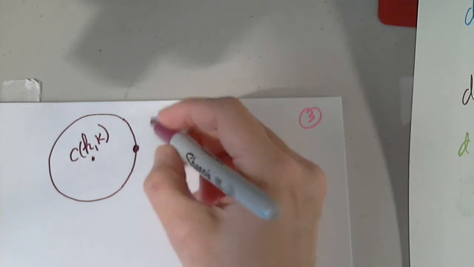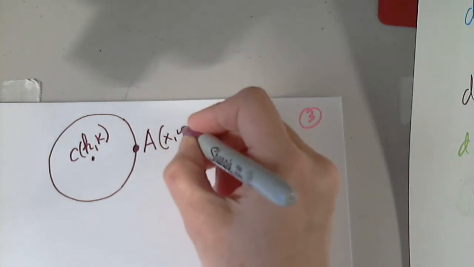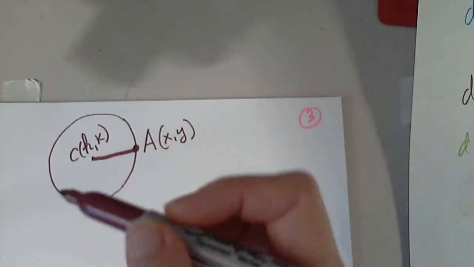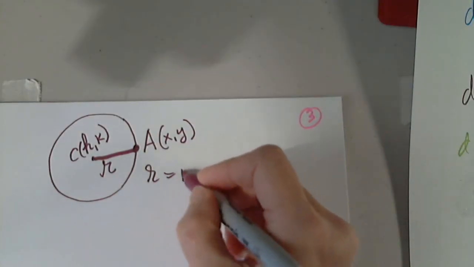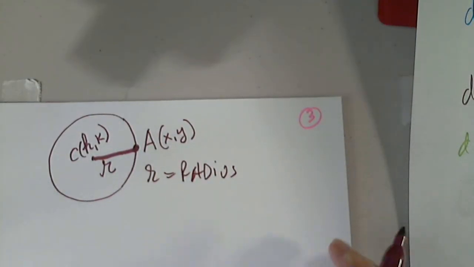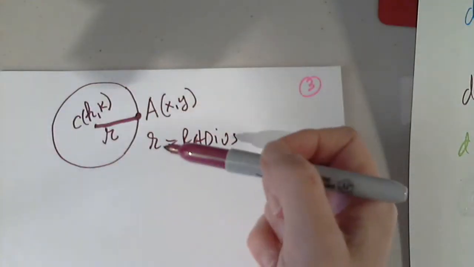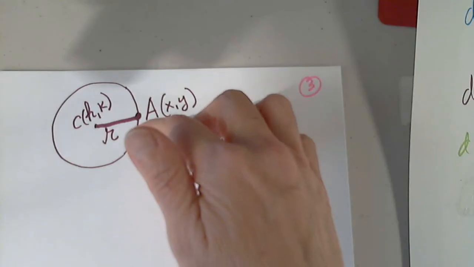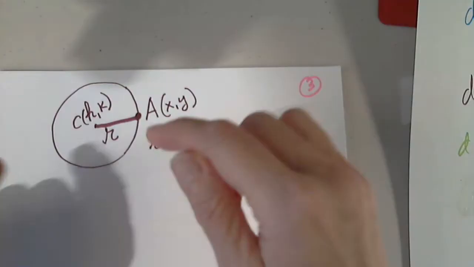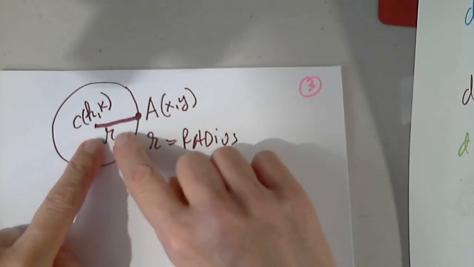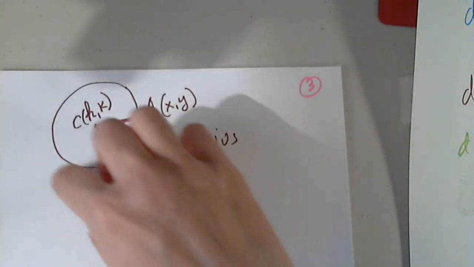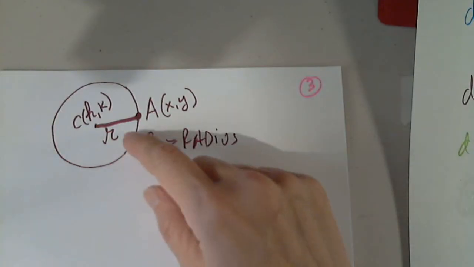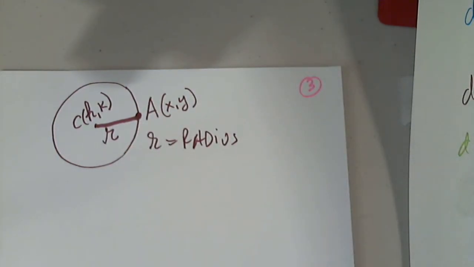Somewhere along the line, let's say we have point A of coordinates x comma y. That can be anywhere. These 2 points are connected by the radius. So r is the radius. What does the circle represent? It's a set of points that are always found at the same distance from the center, r. So it's a set of ordered pairs, and they're all at an equal distance from the center. And that equal distance is denoted by r, the radius.